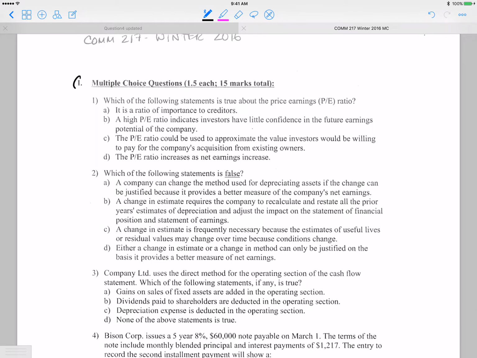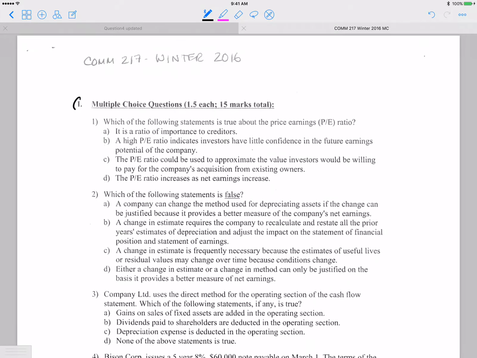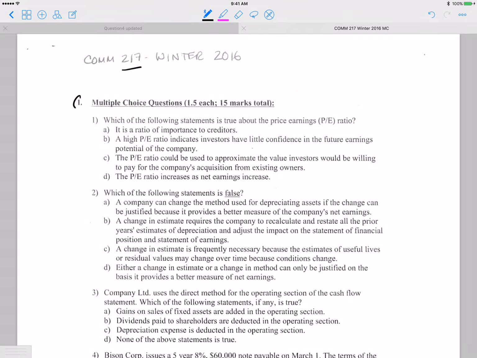Hello everyone. Today we're solving multiple choice question number 1 from the COMM 217 Winter 2016 exam. There are 10 questions here. They're each worth 1.5 marks for a total of 15 marks. So let's just get right into it.